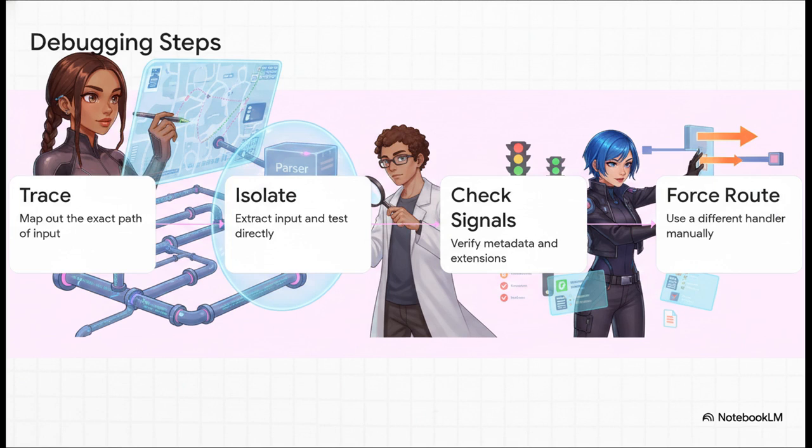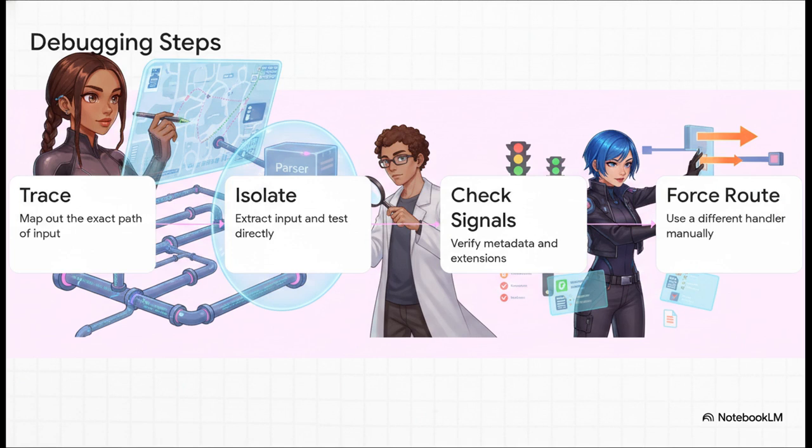First, trace the input pipeline. Map out exactly how the data travels from your keyboard to the final server. Second, and this is arguably the most important, isolate the parser. Extract the raw input exactly as it was sent and test it in a standalone validator online. If your JSON validates perfectly in a standalone tool, the parser is completely innocent. You need to look upstream.